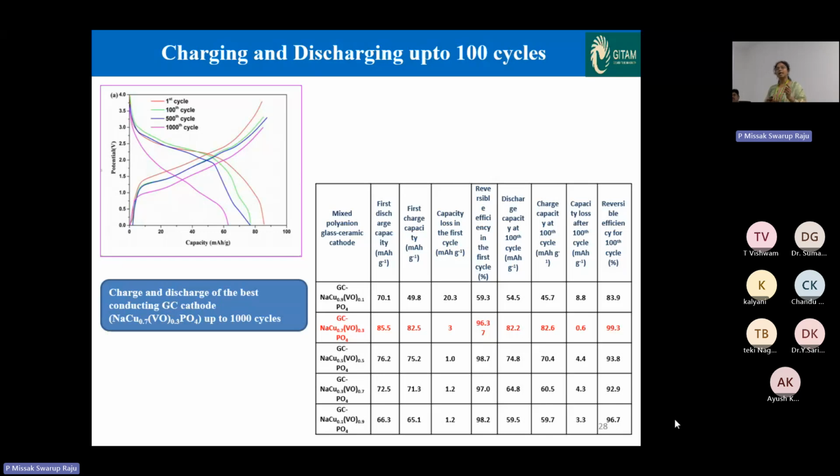In this figure, taking the best sample, the cycling also extends up to 1000 cycles: the first, 100, 500 and 1000 cycles. Then, what is the relation between potential and capacity, and what are the charging and discharging values? The potential is greater than 3.5 volts, and it nearly reaches 3.8 volts as the cycle number increases for the best sample.